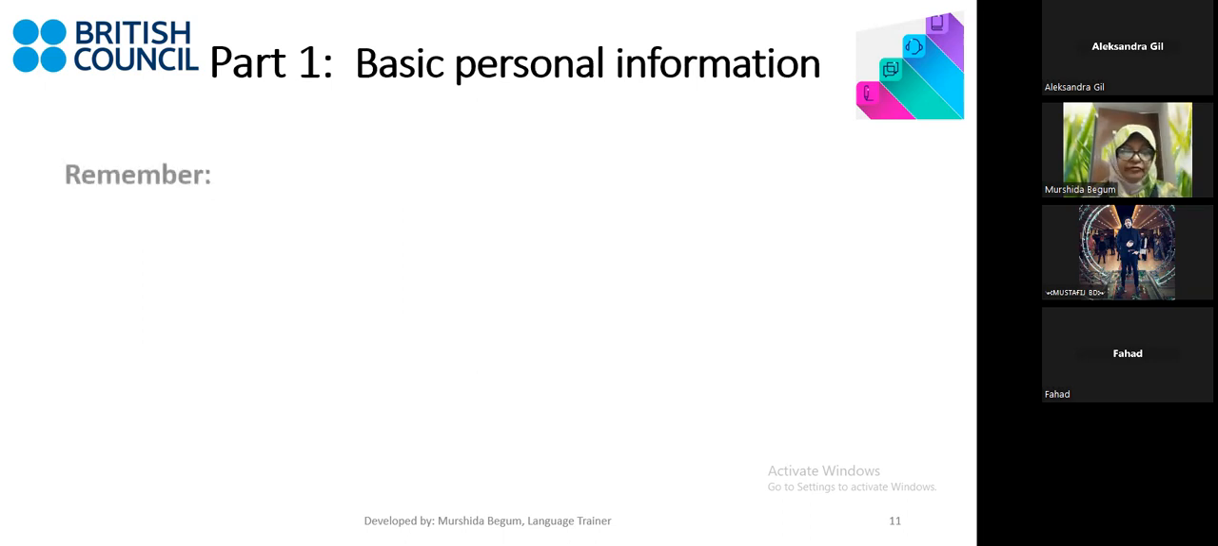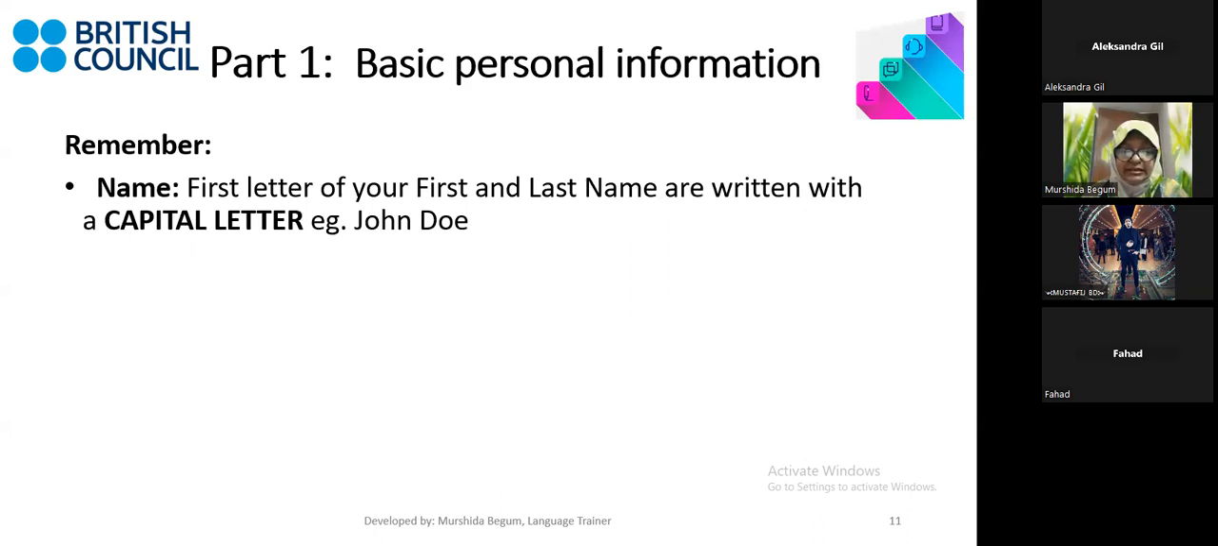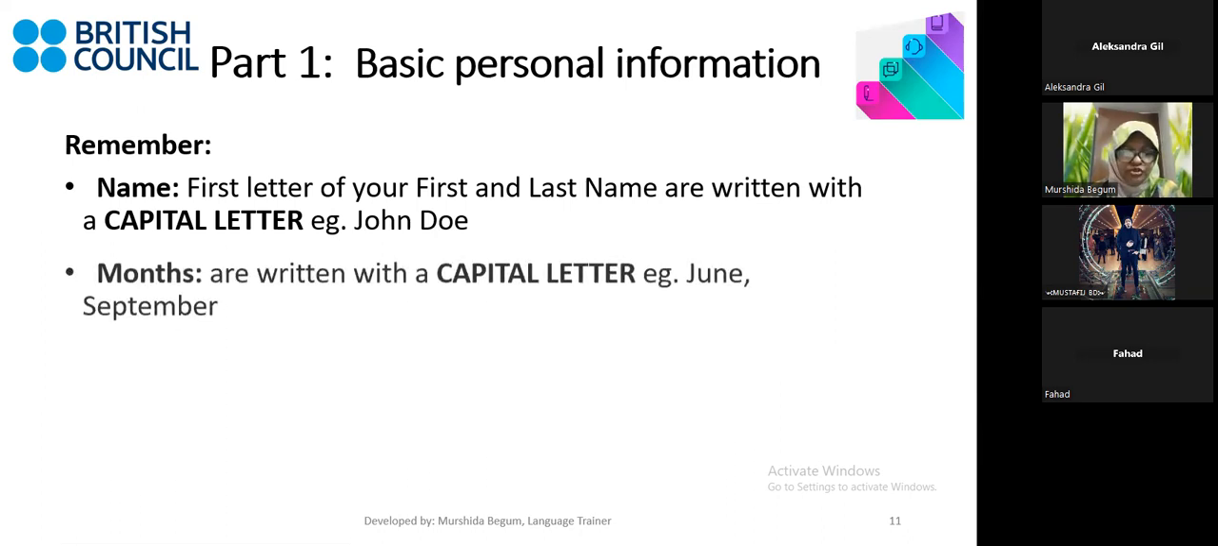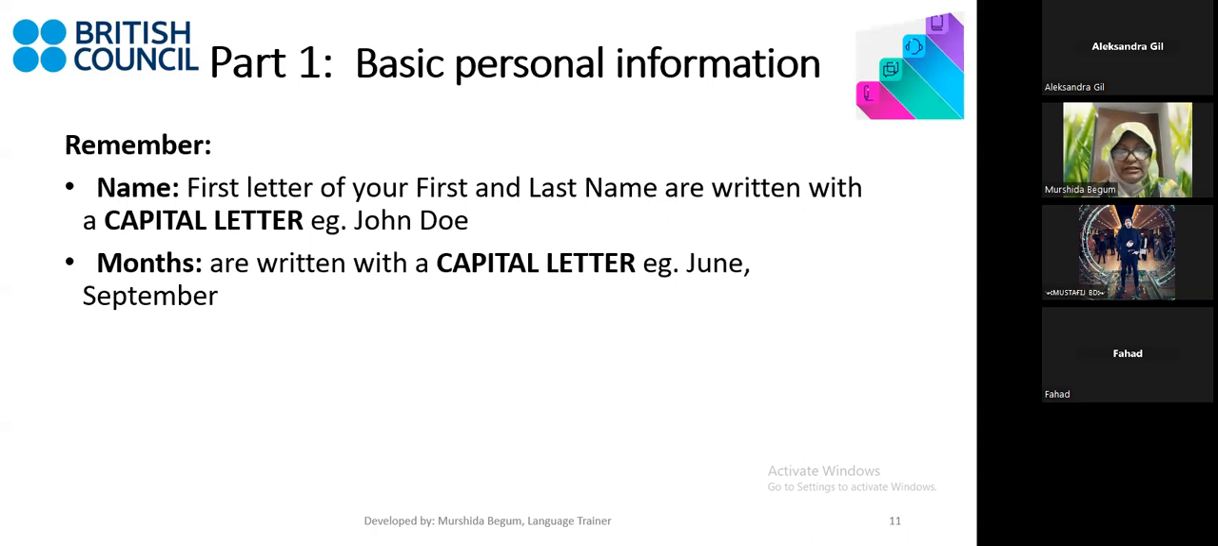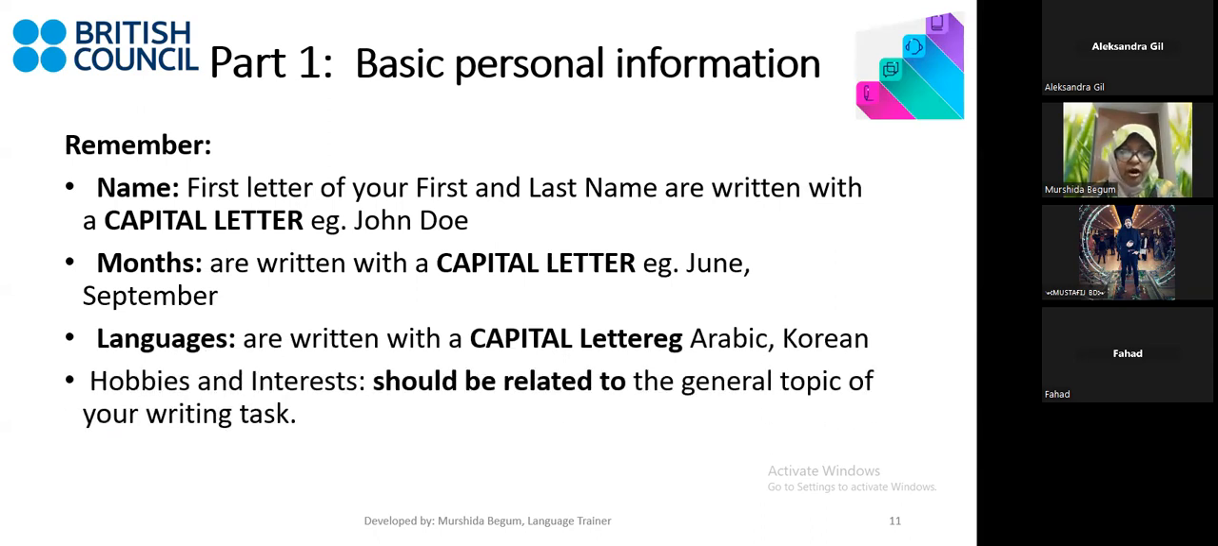Now, some basic personal information. Remember, the first letter of the first name and the last name are usually written with capital letters. So let's focus on that. A little bit of punctuation. If you have to write something about months, again, that starts with a capital letter. Languages start with a capital letter. Hobbies and interests should be related to the general topic of your writing.